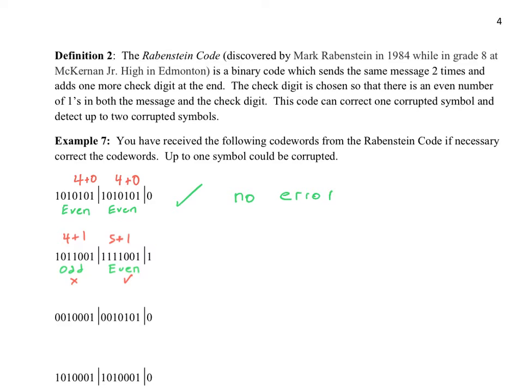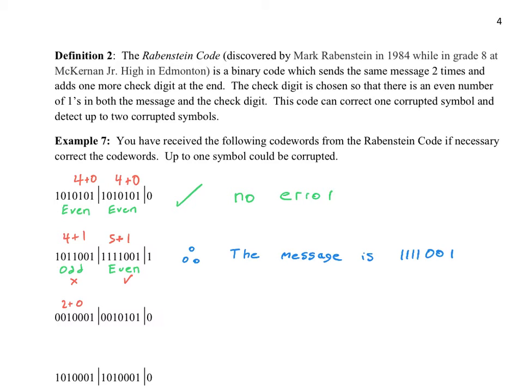Because remember, the sender always sets it up so that you have an even amount of ones together with the message and the check digit. So here, the message is 1, 2 zeros, and a 1. So that's how the receiver can do some correction. Okay, so for the next one, again, counting the number of ones, we would count 2 plus 0.